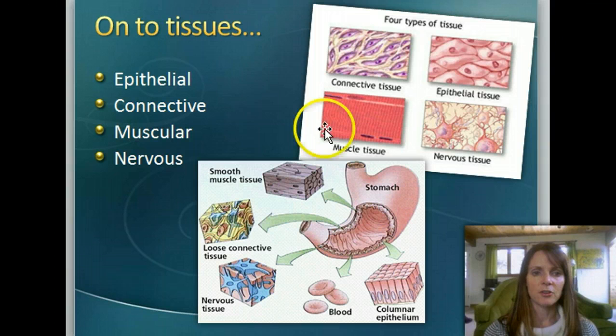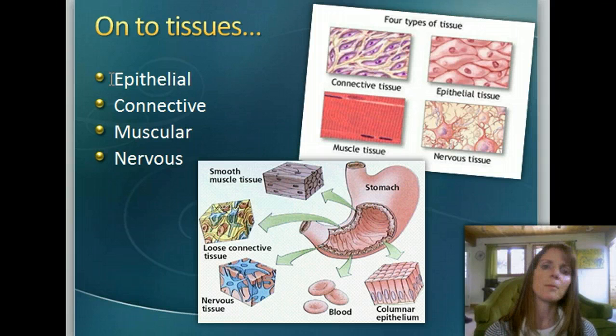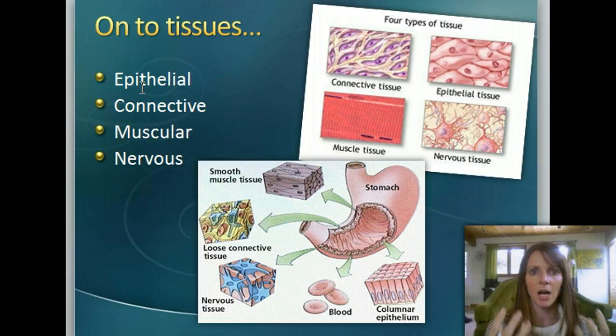But epithelial tissue, this crazy word, epi, always means on top of. So anytime you see epi, epicardium, epithelial, what's another one that I'm thinking of? Epidermis, your outermost skin layer. So epi means on top of. So you're going to notice that epithelial tissue typically is what covers things, okay? Our skin is part of the epithelial tissue.